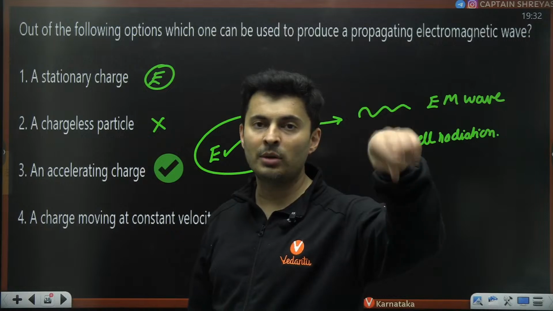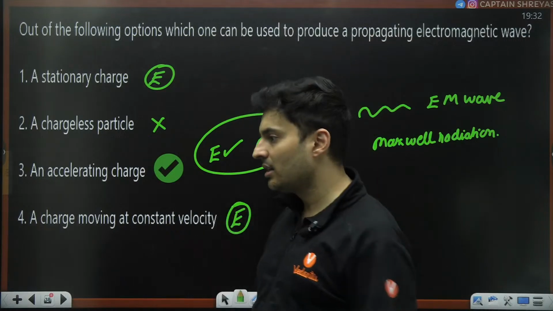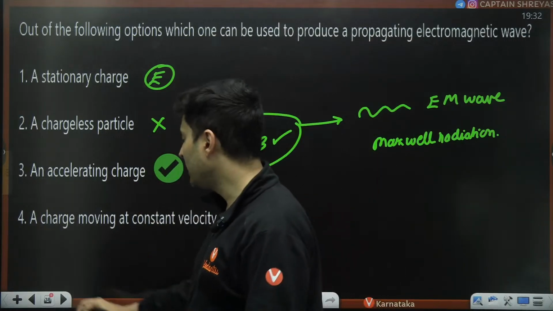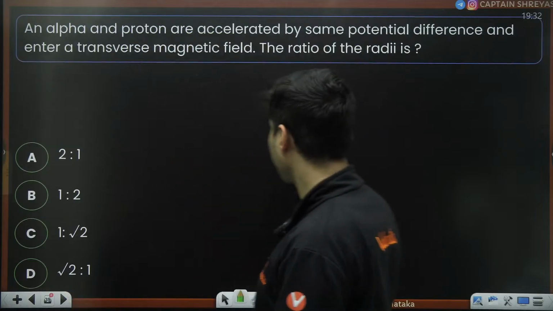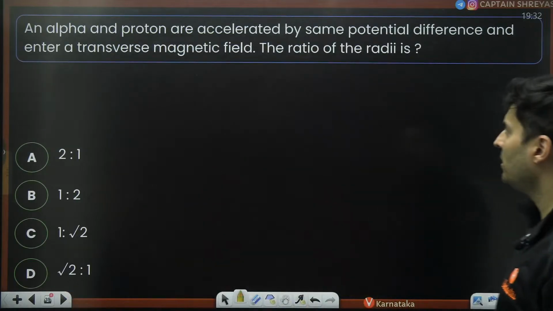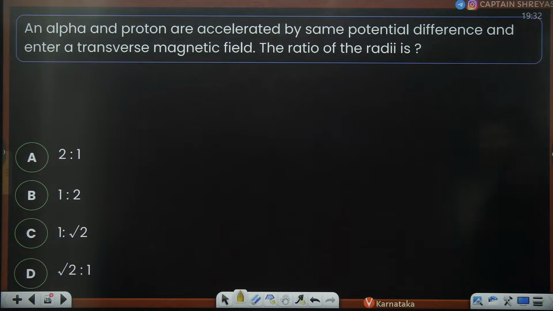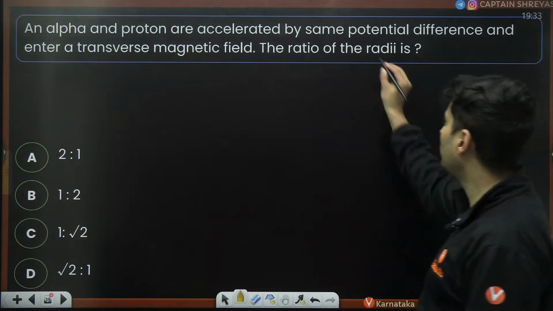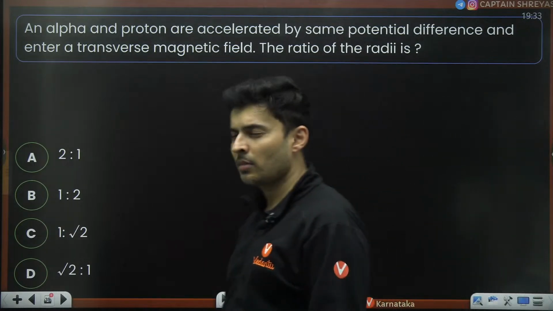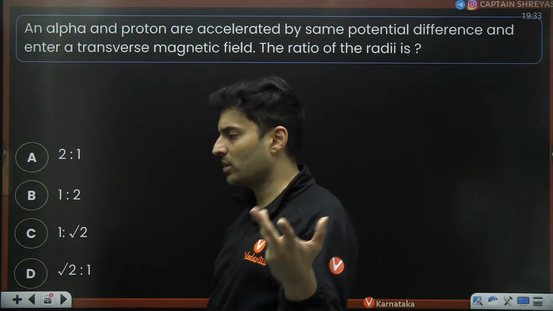Why an electron won't be stable and fall into the nucleus because of emission of radiation and losing energy. If you have an alpha particle and a proton, same voltage, and they enter a magnetic field, what is the ratio of the radius? Radius, voltage, what's the relationship?